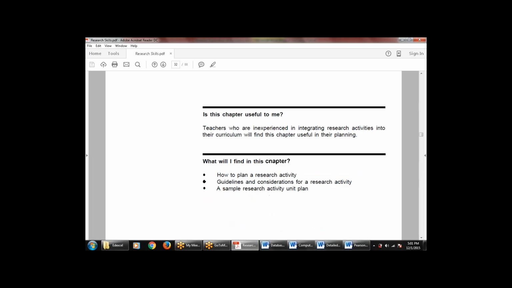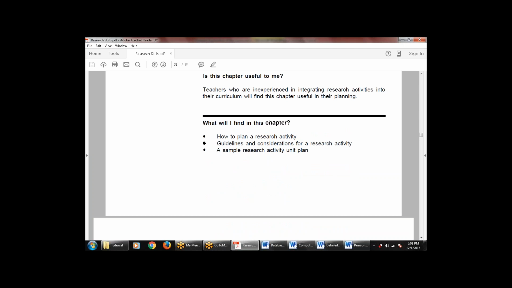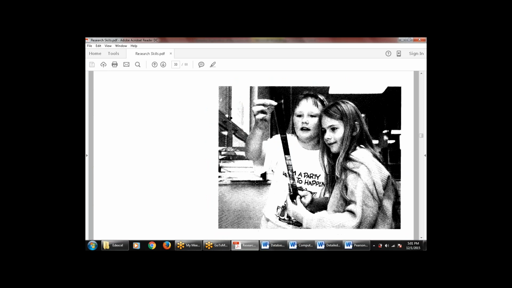So what will I find in this chapter? These are the 3 main contents: how to plan a research activity, then guidelines and considerations for a research activity, then a sample research activity unit plan. These are the various outcomes of this chapter.